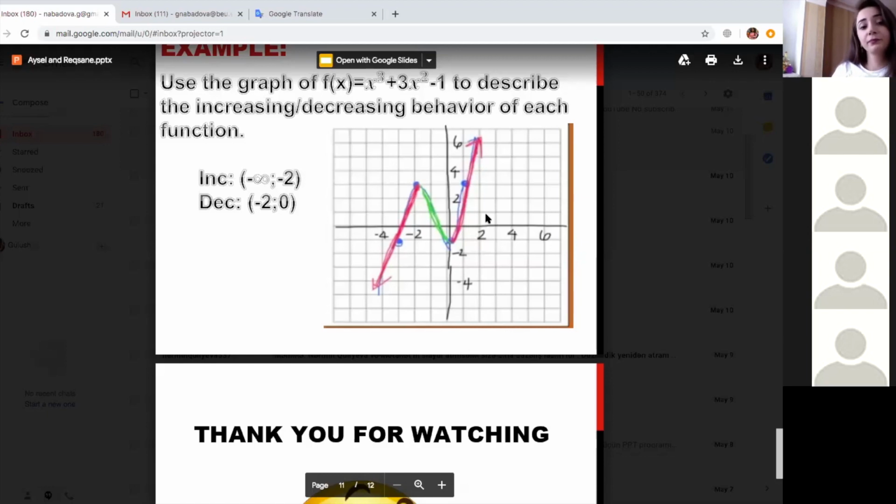Also, I remember that my teacher said on the graph, we move our left hand on the graph from left to right. And where our hand goes up, then this part is increasing, or positive slope. Yes. Your teacher is right.